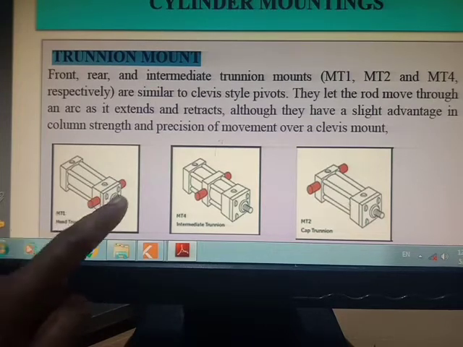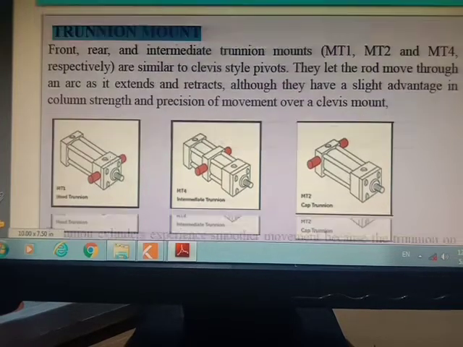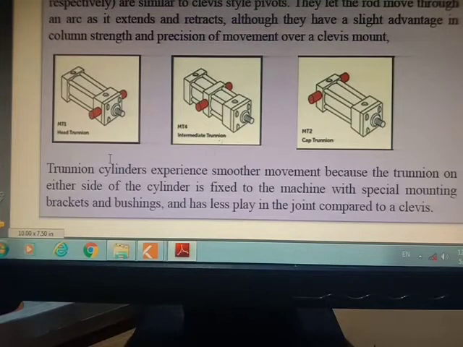When the cylinder is mounted with the help of this trunnion, the cylinder can have angular movement. So the cylinder can move in an angular position, and this is nothing but simple, like a pivot point. So you can pivot the cylinder, and the cylinder can have some angular movement while retracting or while extending. So this is known as the trunnion mounting.